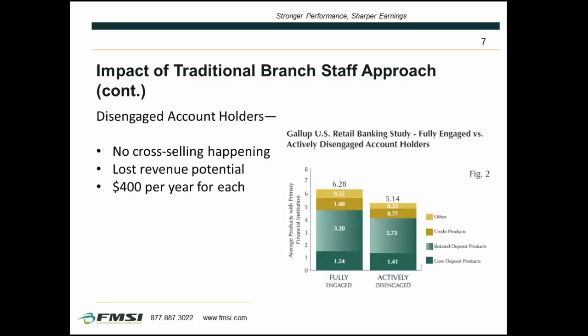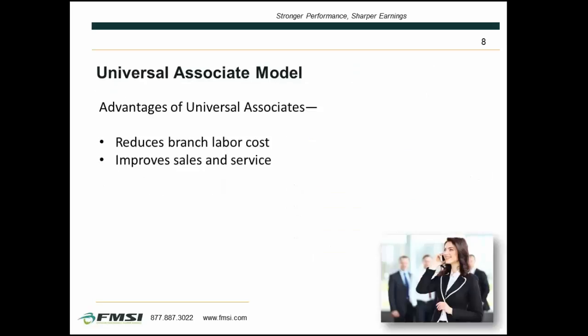There's also a drastic gap in annual revenue between fully engaged account holders and actively disengaged account holders. According to Gallup's U.S. retail banking study, a fully engaged client averages 6.28 products, while an actively disengaged client averages 5.14 products. While the difference in products between the two categories is not drastic, that fully engaged customer represents an additional $400 a year in revenue. Small improvements in wallet share can lead to real revenue opportunities, but again, it's critical to have the right employees with the right skills in order to take advantage of those opportunities when they present themselves.